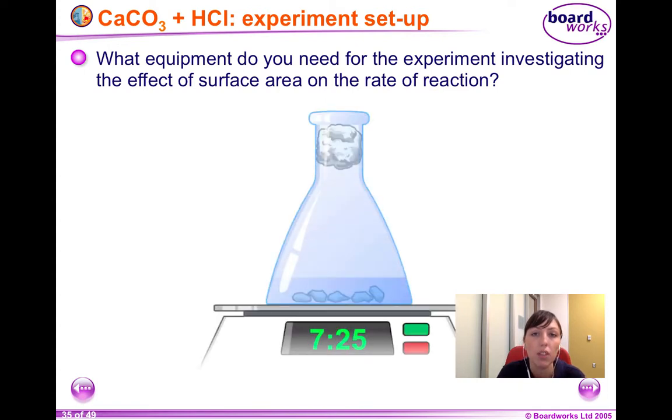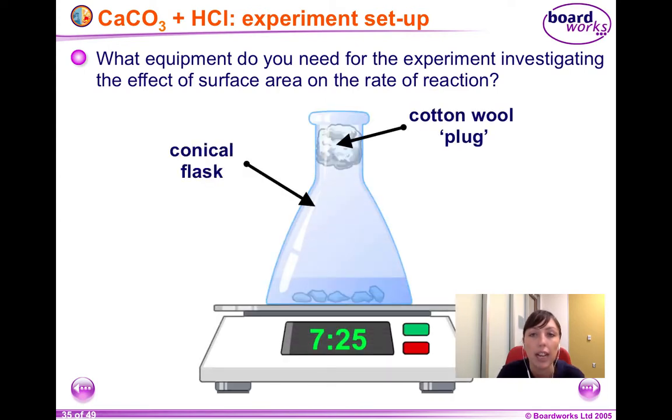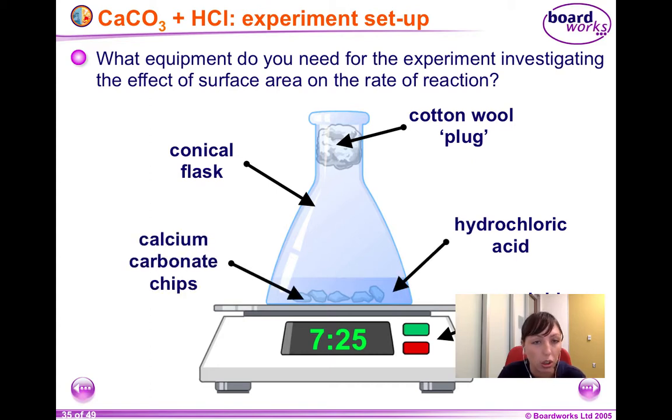So what equipment do you need for this? You need a conical flask. You need a wool plug to keep that gas in. You need some hydrochloric acid, calcium carbonate chips, and a scale.